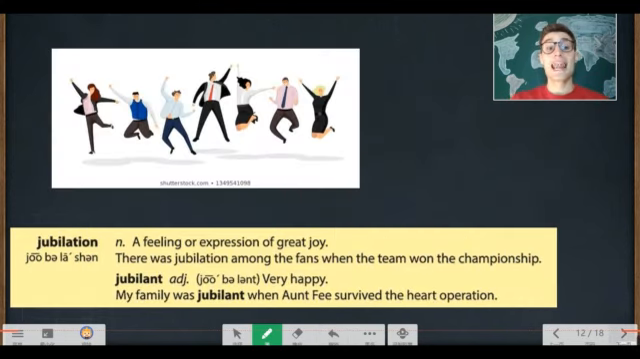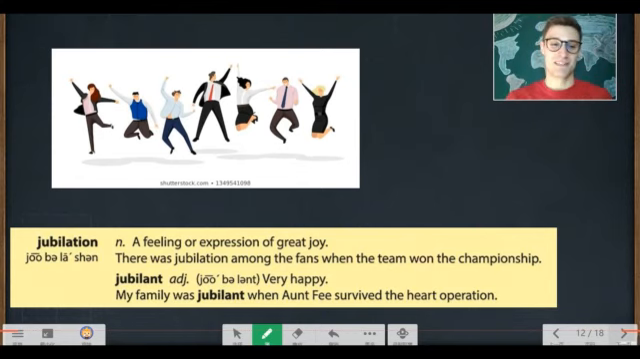Next, jubilation. Jubilation. This is a fun word to say. Jubilation has a noun and adjective meaning. The noun jubilation is the name of a feeling or expression of great joy. Yippee! When someone jumps in the air, they show their jubilation. There was jubilation among the fans when the team won the championship. Have you ever felt a feeling of jubilation? What happened? Must have been very cool.